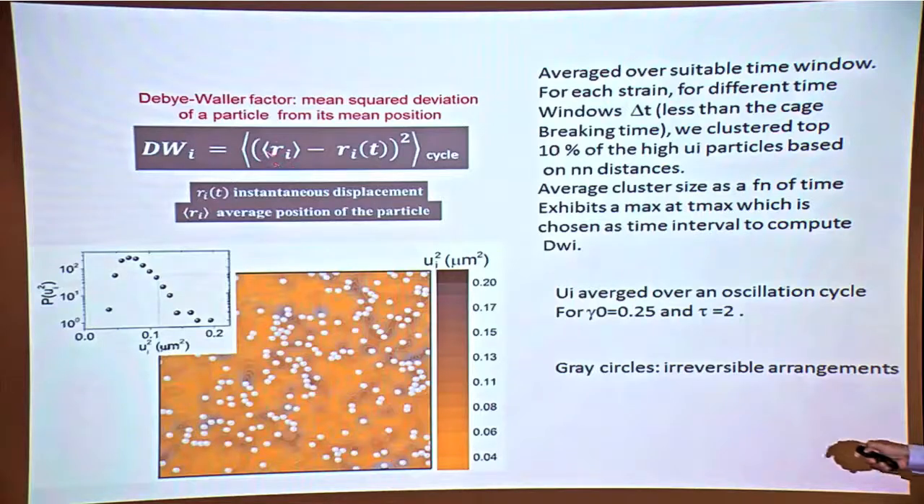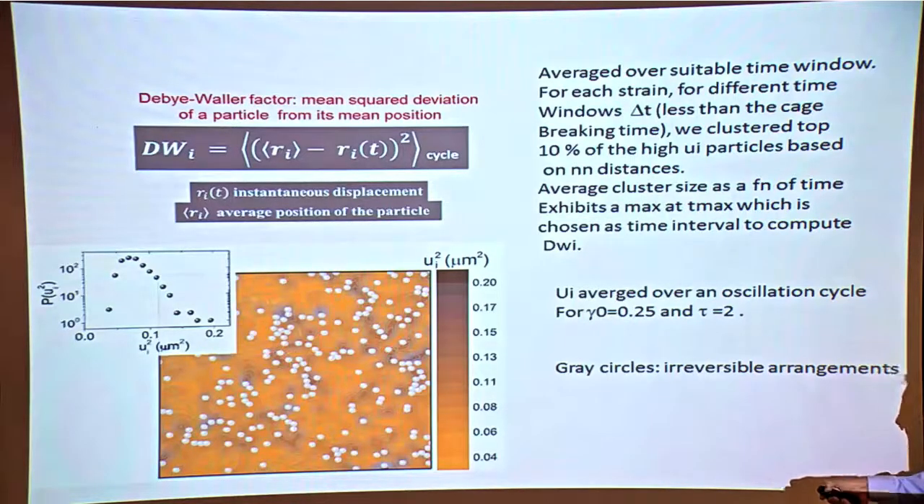So we are looking at the position of the particle, and we know its average position. This average is defined by how we calculate it. And we do this for each particle and find out how this Debye-Waller factor is distributed in our sample. I have explained it here, which I will not go into detail. This is all in our paper. But just to explain, this is done averaged over an oscillation cycle, at second cycle, for a particular gamma naught 0.25.